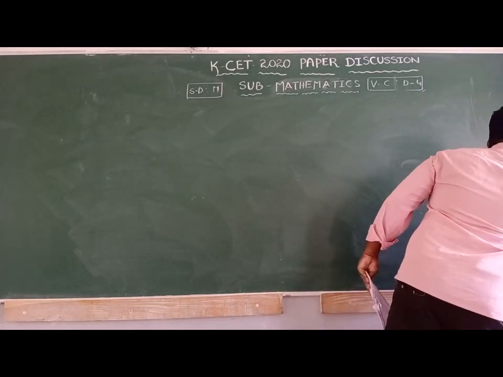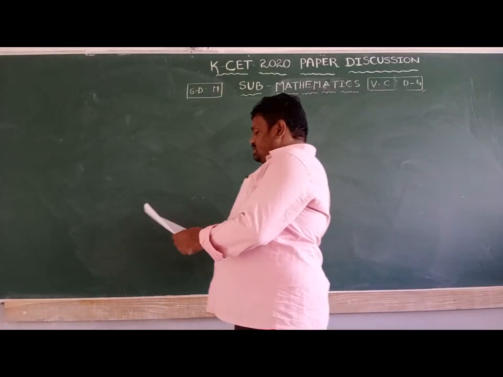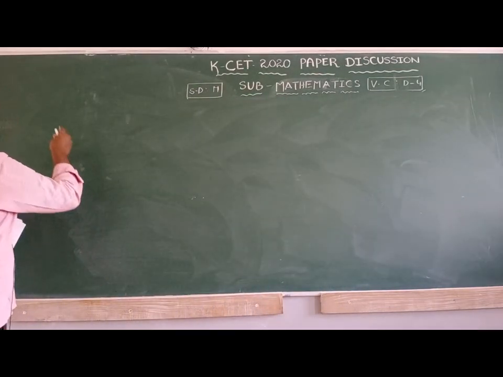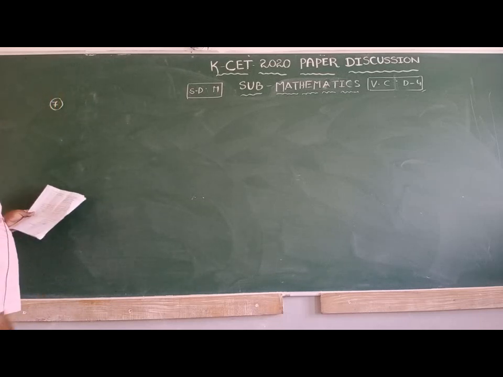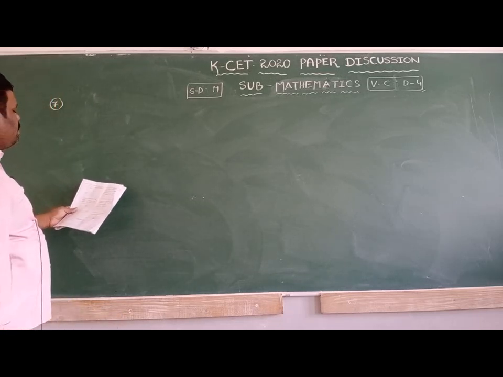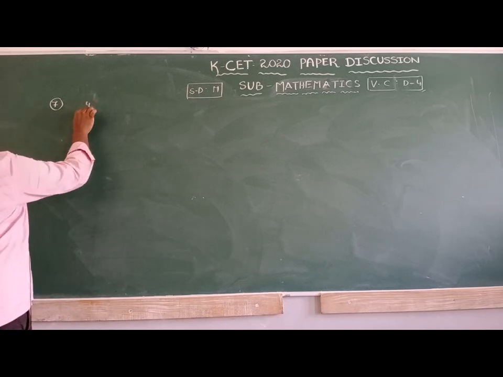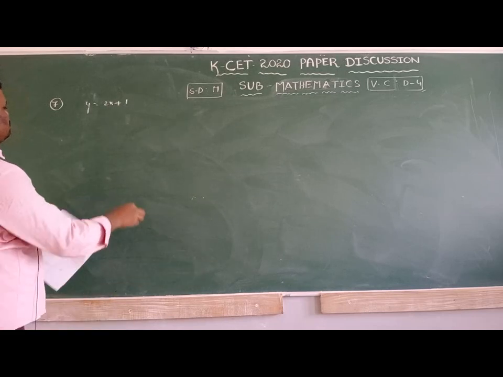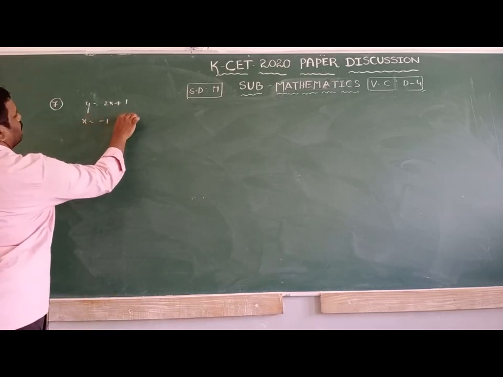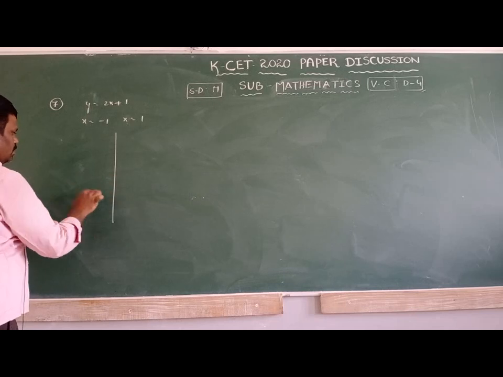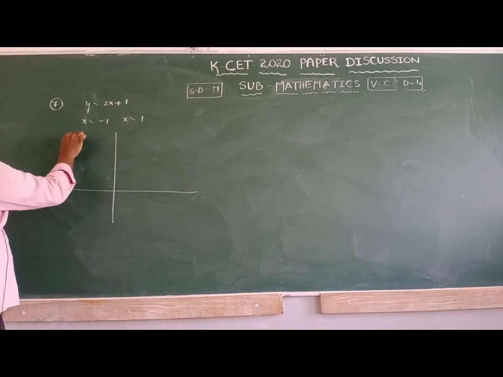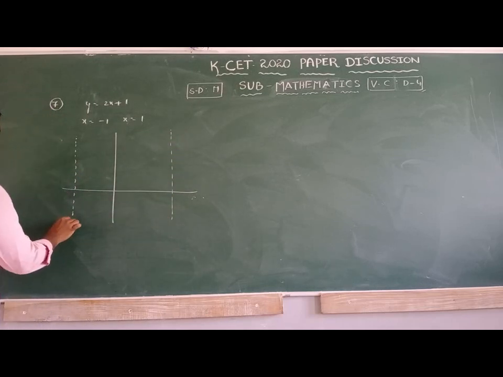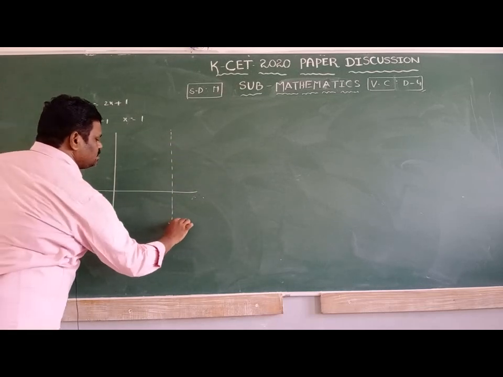Right, next one. What is given here is the seventh one. This is also an area problem. Here what is given: the area of the region bounded by the curve y is equal to 2x plus 1, a line equation, and the ordinates x is equal to minus 1 and x is equal to 1. Now if you want to draw it like this, see, these are the ordinates, x is equal to minus 1 and x is equal to 1.